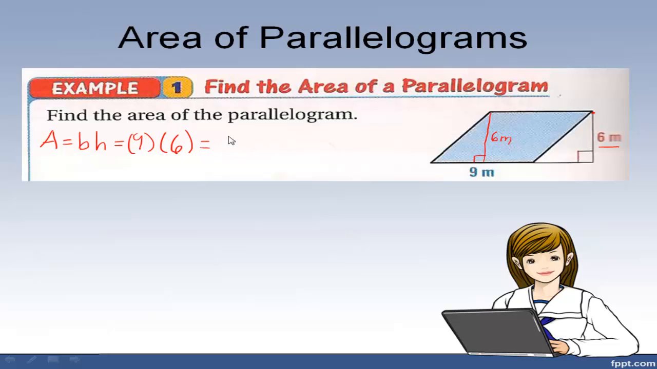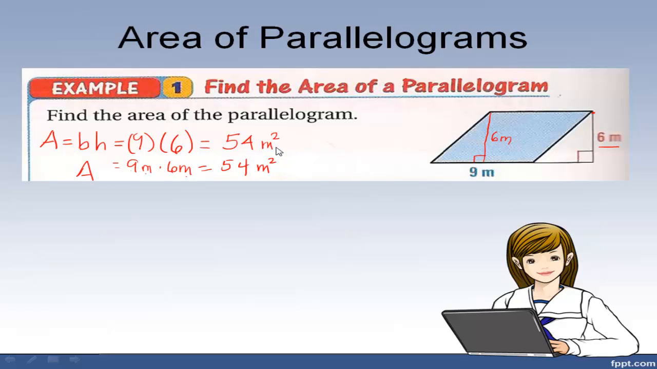And 9 times 6 is 54. And that's your area. And remember your units. This is squared meters. Why is it squared meters? Because 9 meters times 6 meters, we multiply 9 times 6, you get 54. We multiply m times m, you get m squared. Okay? So there's the area for this parallelogram.